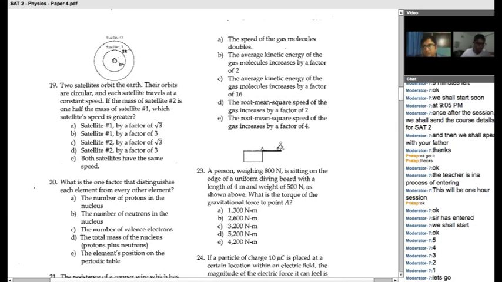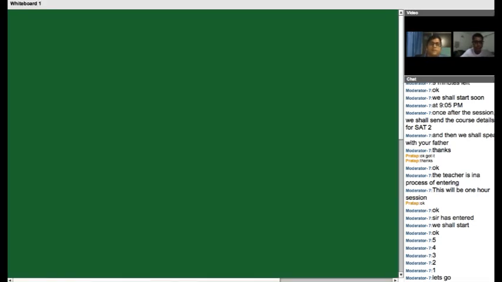How did you solve this question? I just saw that S2 was half of S1, and since S2 is outside and satellite 1 is inside, I just assumed that both of them will have the same speed. They're separated by almost an equal distance. Okay. I went through this quickly, so I didn't assume that.